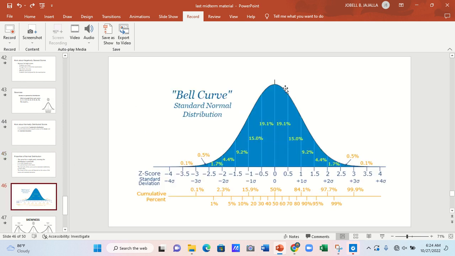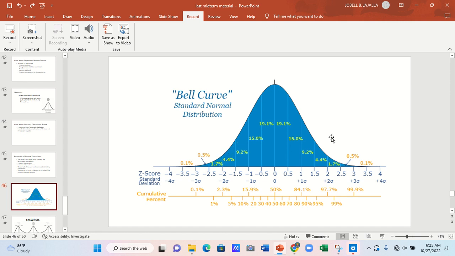So, mao ni siya class ang itsura sa standard normal distribution. Mao ni siya ang 0, 1, negative 1 standard deviation to the left, 1.5, 2 ka standard deviations, 2.5, 3 ka standard deviations to the left. Then, napot diri 0.5, 1 standard deviation to the right, 2 standard deviations to the right, 3 ka standard deviations to the right, 4, and then onwards.